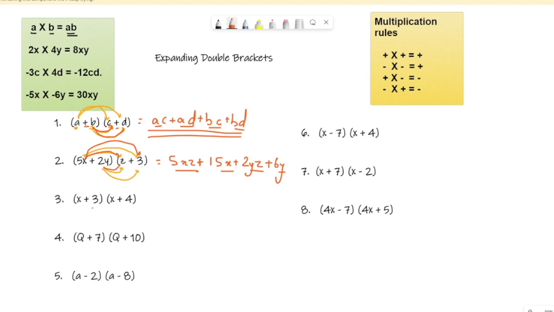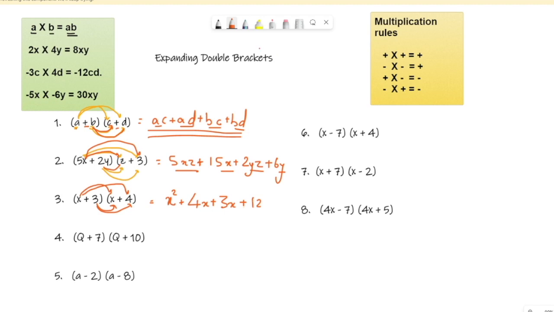Let's see this one. Here we will find something to simplify. It won't be like the ones above. So let's see. X times x will be x to the power of 2, or x squared. X times 4 will be 4x. X is positive, 4 is positive, plus 4x. 3 times x will be 3x. 3 and x both are positive, so positive 3x. And 3 times 4 will be 12.